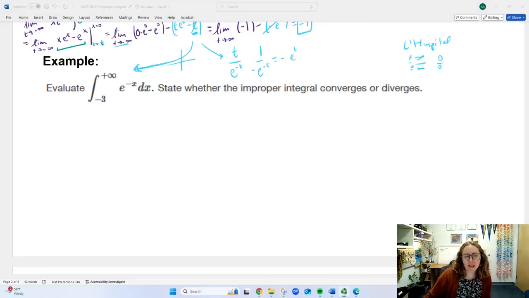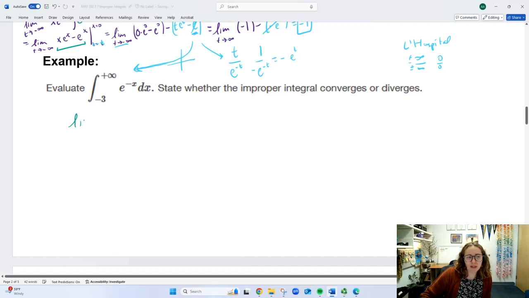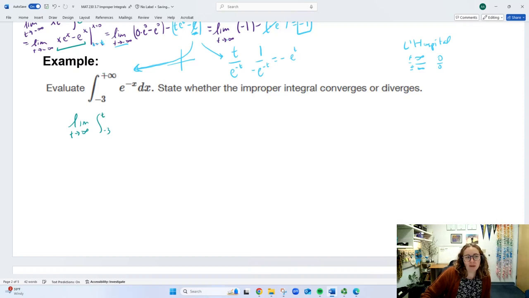Our last example is not too bad. I'm going to set it up in that same way, where we're taking our limit as t is approaching infinity and then replacing my positive infinity up here with a t. We already know what our antiderivative of that is. It's going to be negative e to the negative x. Don't forget I have my limit of t approaching infinity in here, and then evaluated from -3 to t. Let's plug in t, let's plug in -3, and then we'll look at our limit.